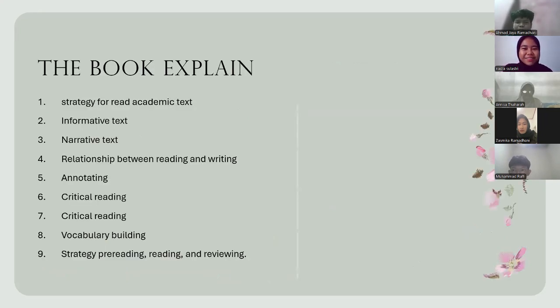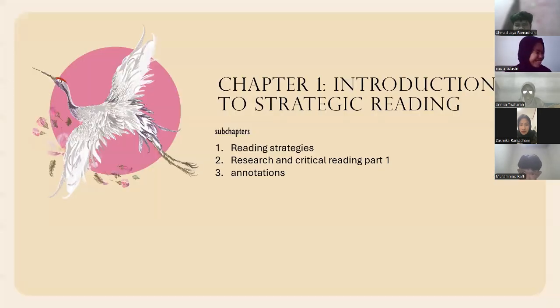Next slide. Okay, the book explains strategies for reading academic text and informative text, narrative text, the relationship between reading and reading, and then annotating. Next, critical reading, vocabulary building, and the last is strategy for reading and reviewing.